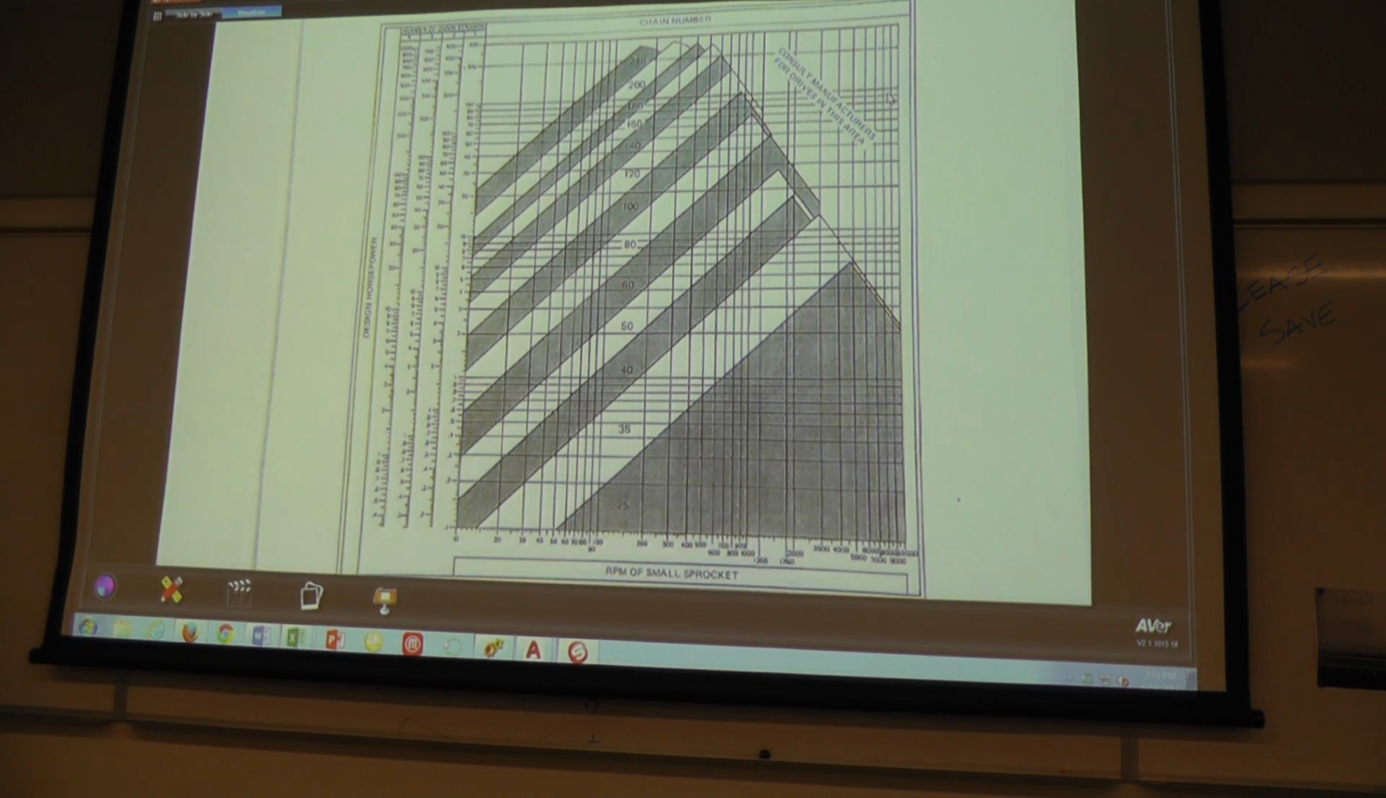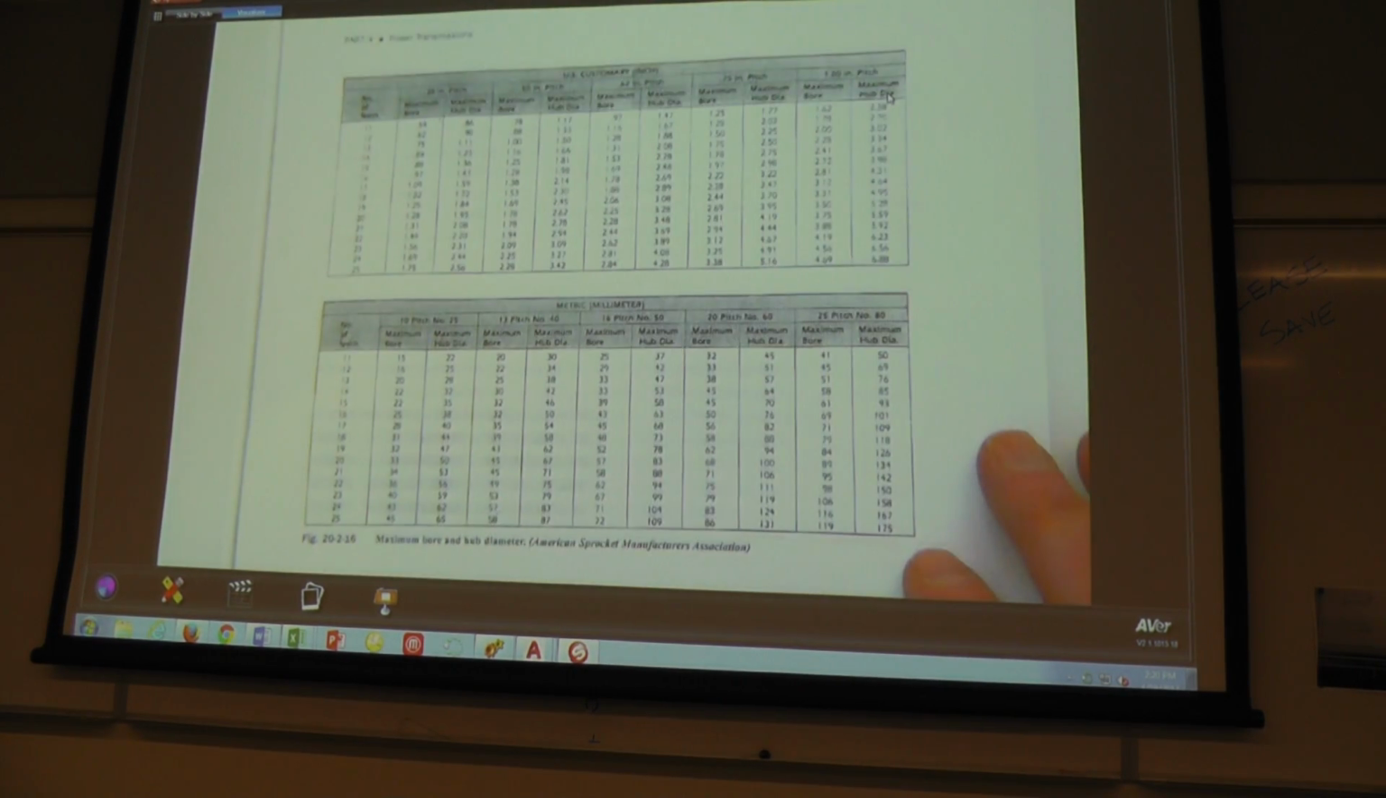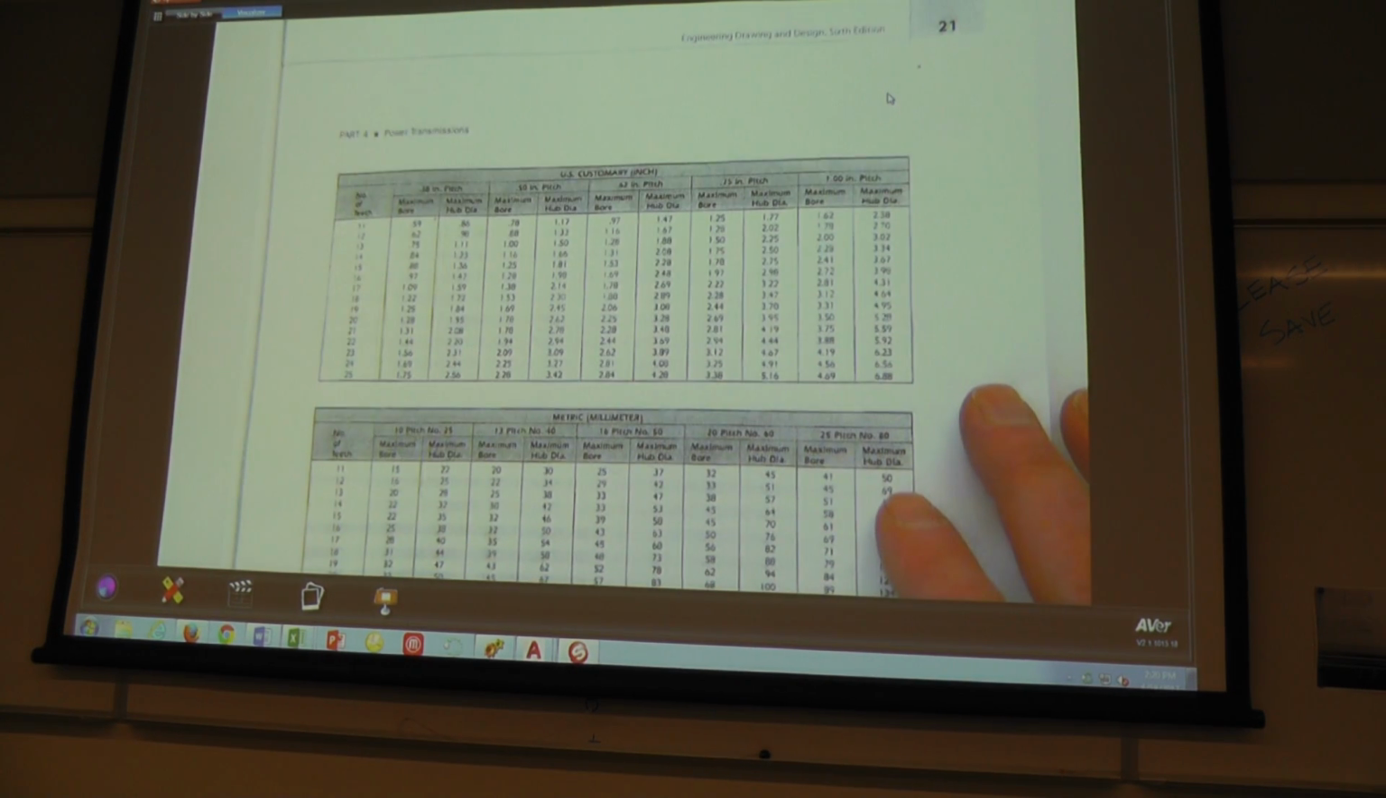Page 20 is the kilowatt equivalent of this chart here. So I don't have to worry about that. The next chart on page 21. U.S. Custom inches and millimeters.